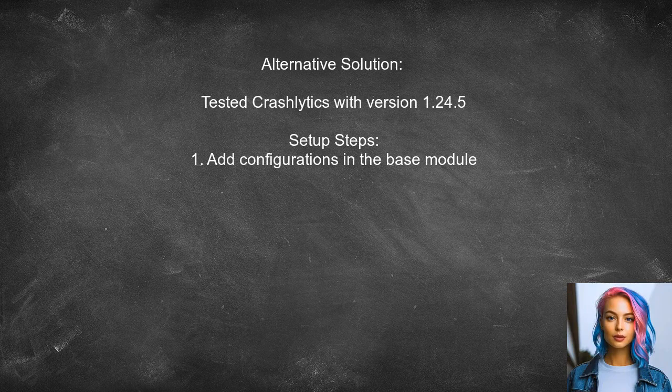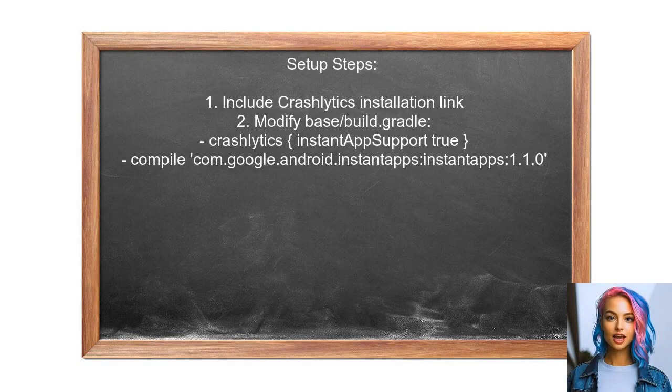One user tested Crashlytics with version 1.24.5 and found it worked well. They set up their project by adding specific configurations in the base module. First, they included the Crashlytics installation link in the base module. Then, they modified the build.gradle file by adding Instant App support and the Instant Apps dependency.